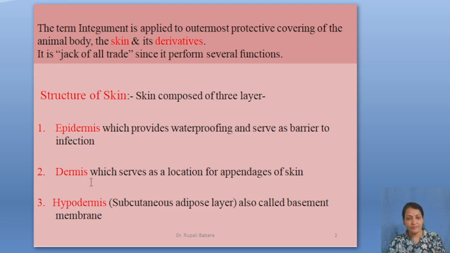The second is the dermis. The dermis is the second layer of skin, which serves as a location for the appendages of the skin. It is also known as the corium, the inner layer of skin. It consists of connective tissue made up of dense collagen fibers, fibroblasts, nerve cells and histiocytes. The collagen fibers present in the dermis contain the enzyme collagenase, which is responsible for wound healing. Third and last part of skin is the hypodermis, which is also known as the subcutaneous adipose layer, also called a basement membrane. This is all about the layers of skin.